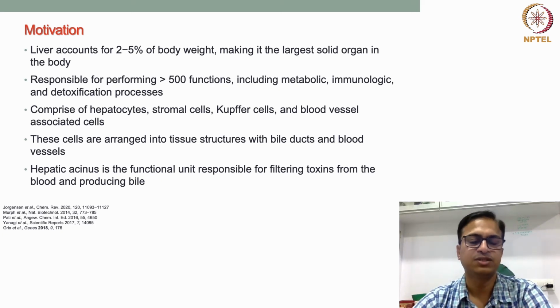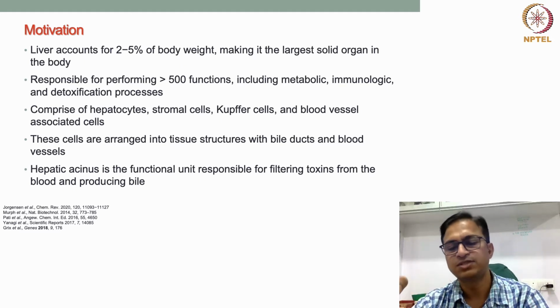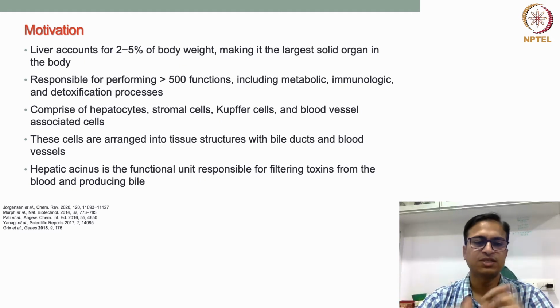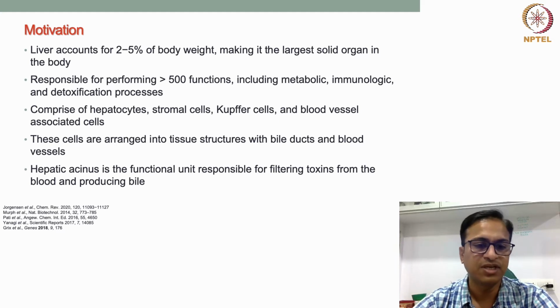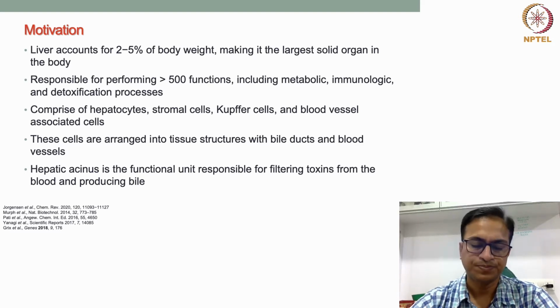When the blood flows through the liver, the hepatocytes get oxygen, and due to this the oxygen gradient generally goes down along the path of these sinusoids. This structure is called the acinus. So that's the hepatic acinus, which is also the functional unit responsible for filtering toxins from blood and producing bile. So liver has a typical complex structure, and we need to reproduce that while doing bioprinting.